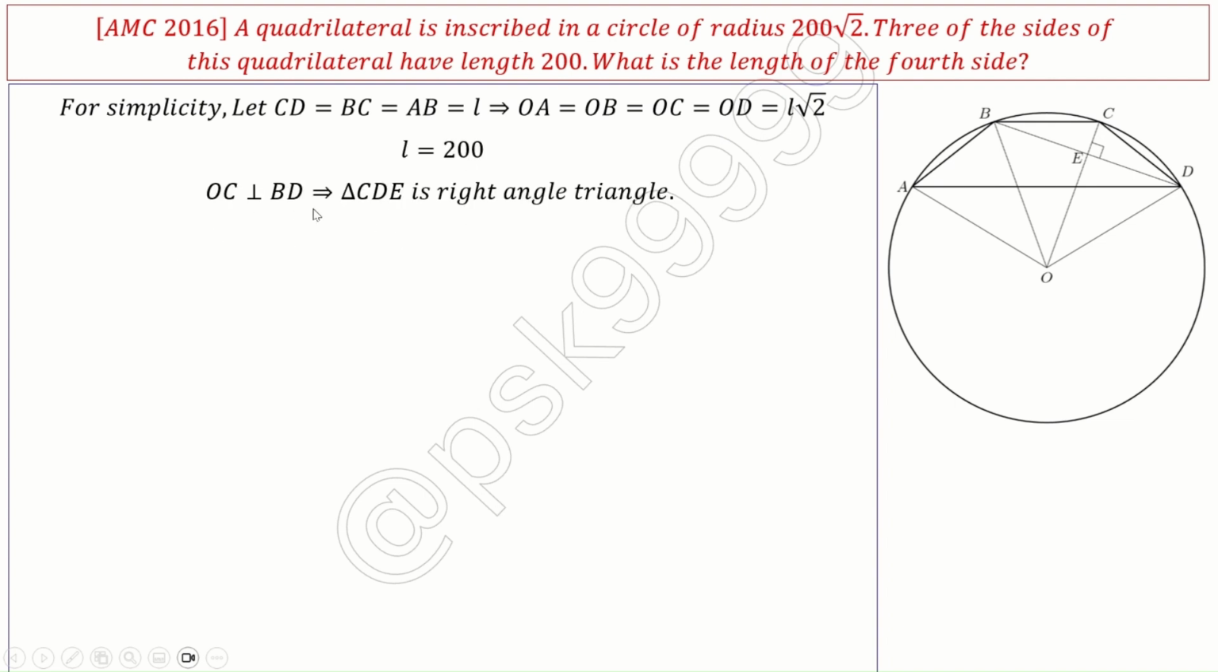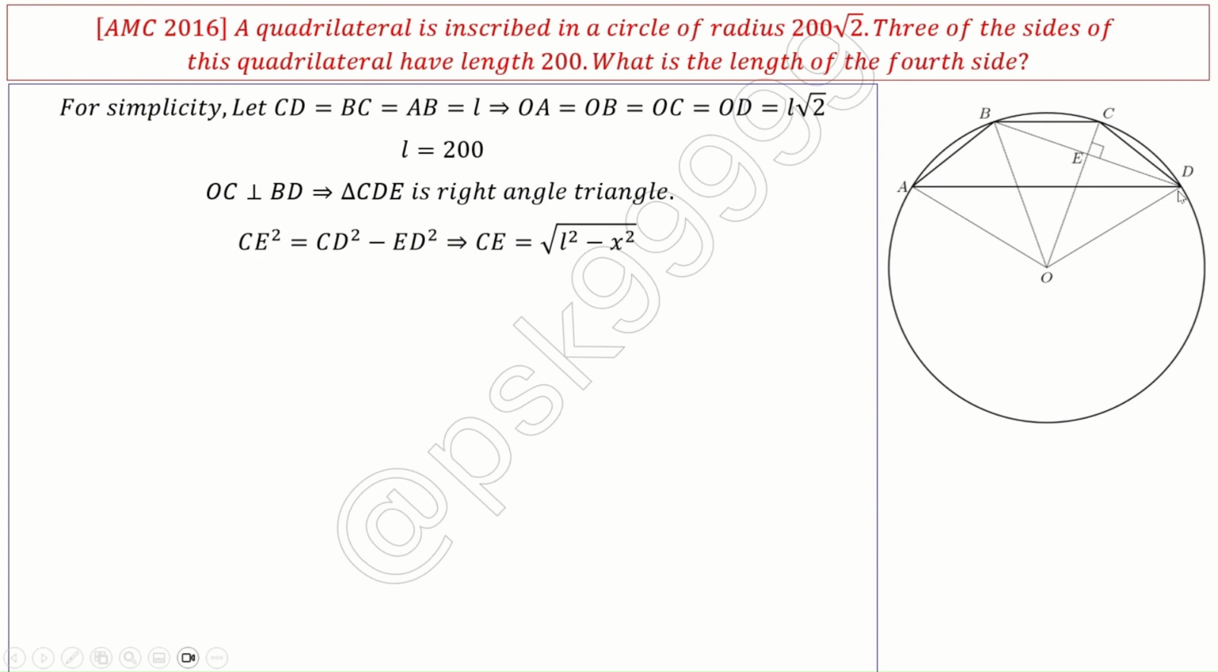Now, OC is perpendicular to BD. We know that. So triangle CDE, this small triangle, is a right angle triangle. So CE square, this side, not the hypotenuse, equals hypotenuse square minus other side square. Correct? That is CD square minus ED square. CD is nothing but L, and ED we don't know, so let's call it X. This X value is very important, we need to find this X. So CE is equal to square root of L square minus X square.